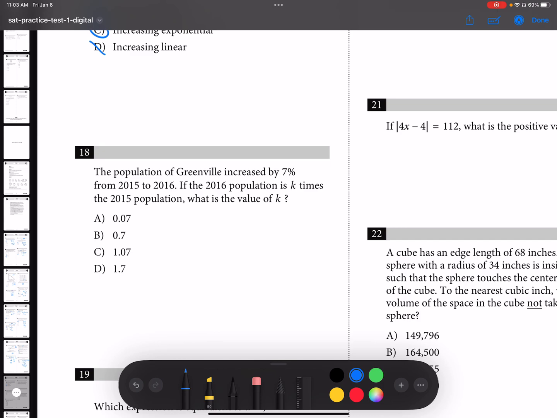18, the population of Greenville increased by 7% from 2015 to 2016. If the 2016 population is K times the 2015 population, what is the value of K? Okay, it says it increased 7%. So that means that in 2016, the population compared to 2015 would be 100% plus 7%. That'd give us 107, and if you're putting this in decimal form, you get 1.07. So to compare 2016 to 2015, you have to use the decimal. So C should be our answer.